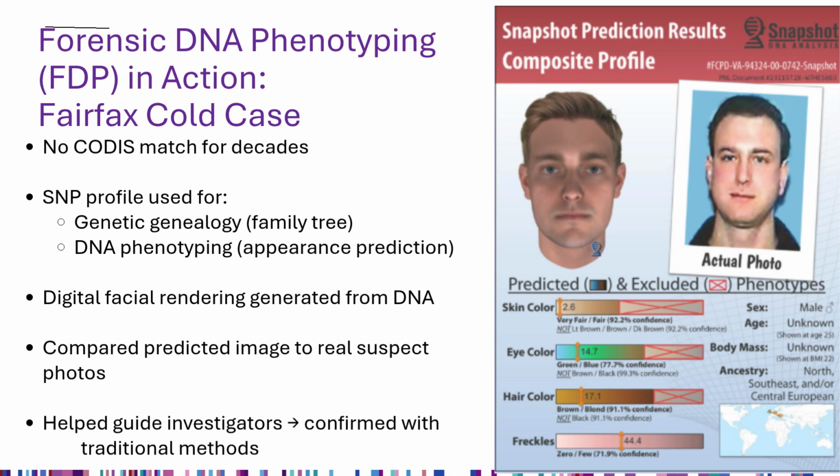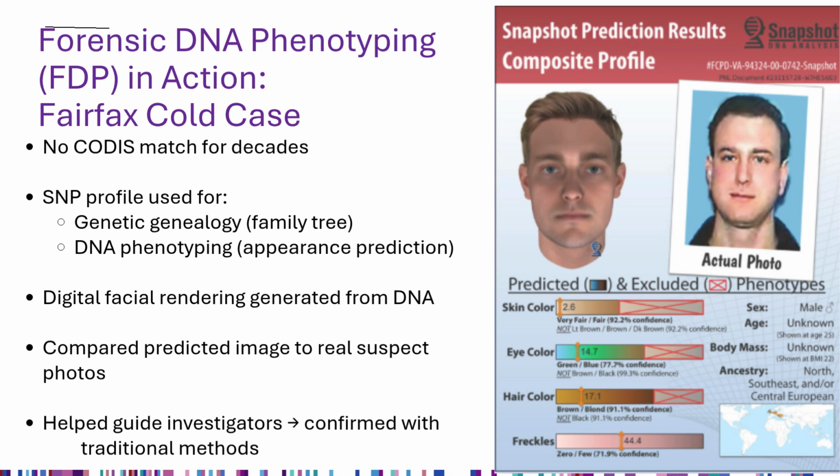All right, here's an example of where forensic DNA phenotyping was used to help resolve a cold case. In 1994, a 37-year-old woman was found murdered in her home. There were no clear suspects, and for decades, DNA collected from the crime scene did not match anyone in existing databases. So traditional STR profiling was not enough to identify a suspect. Investigators then used more advanced DNA analysis, including both genetic genealogy and DNA phenotyping.